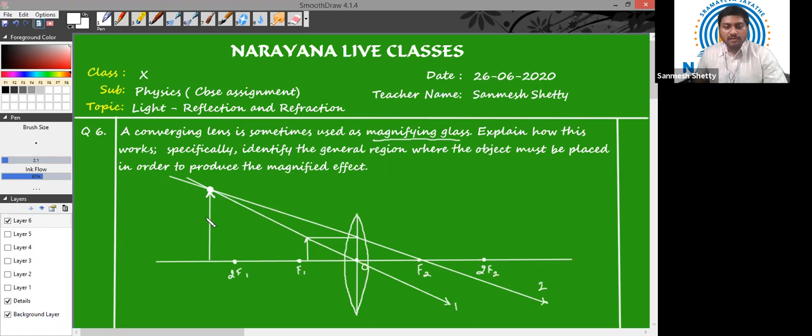So what do you observe here? We can observe that the image is highly magnified. Also, it is an erect image and it is a virtual image, because the rays actually don't meet at this particular point. They appear to originate from that point. So this property of the convex lens is used in magnifying glasses. I hope all the solutions are clear to you all. Thank you. Thank you so much.